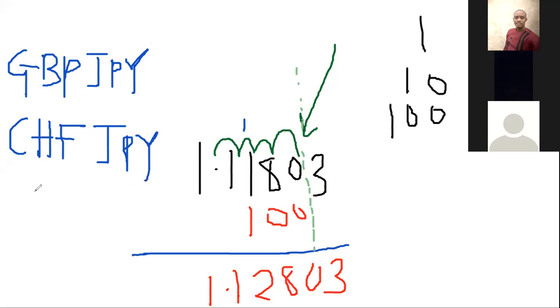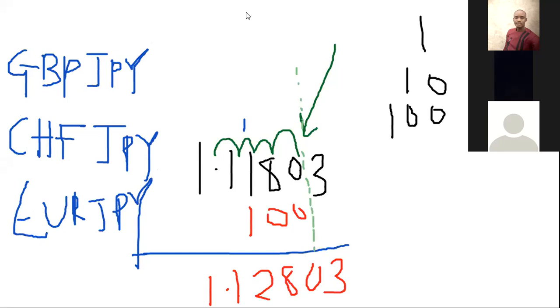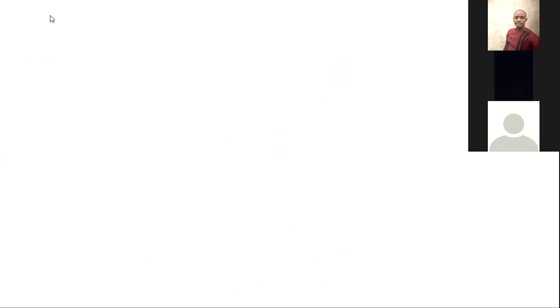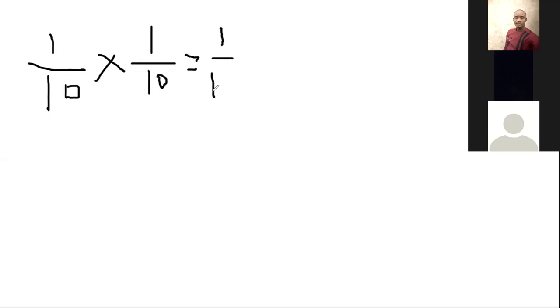You can have Euro JPY. Class, go and make your research. I have discovered that on yen pairs, their exchange rate is very different. How is it different? With yen pairs, the mathematics is very simple. For yen pairs, this is how it was generated: 1 over 10 times 1 over 10. 1 times 1 is 1. 10 times 10 is 100. So in other words, 1 divided by 100 is 0.01.